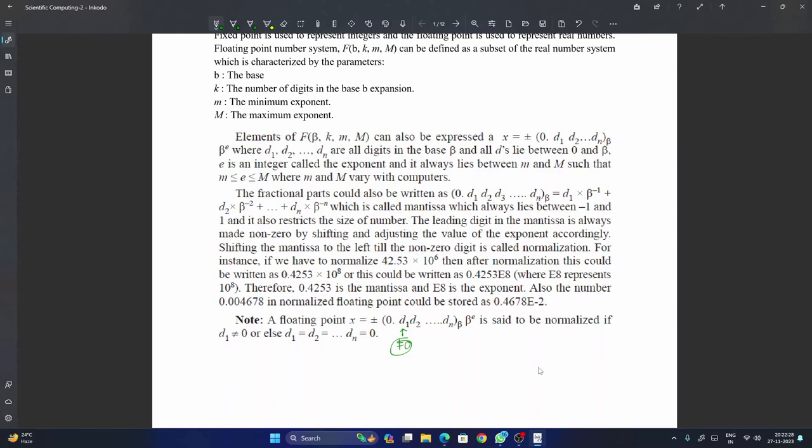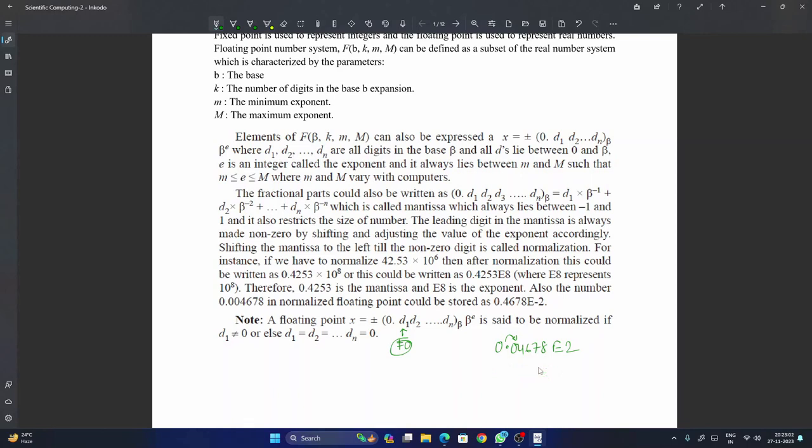If you take 0.04678 e2, that means exponent 2, this is not a normalized number. If you want to make it normalized, you have to shift the point from here to here, and it will be 0.4678. Since you have shifted the point to the right, the exponent e will be reduced by 1. So you can use this type of format for the normalized expression.